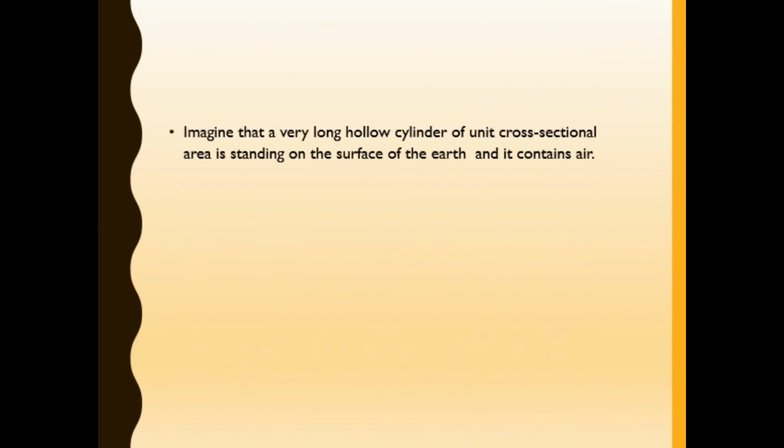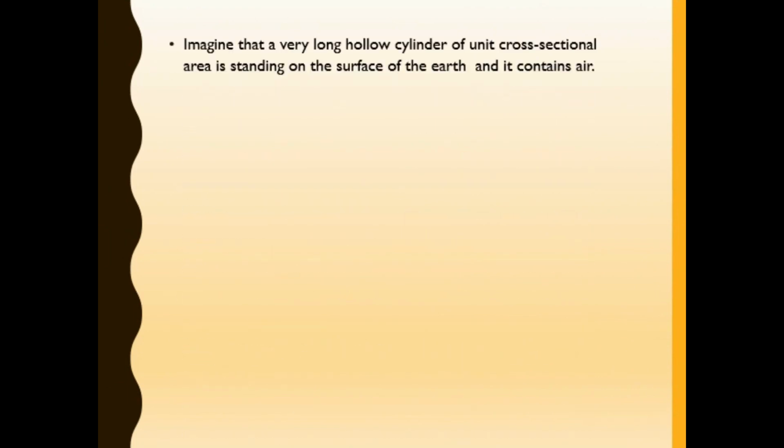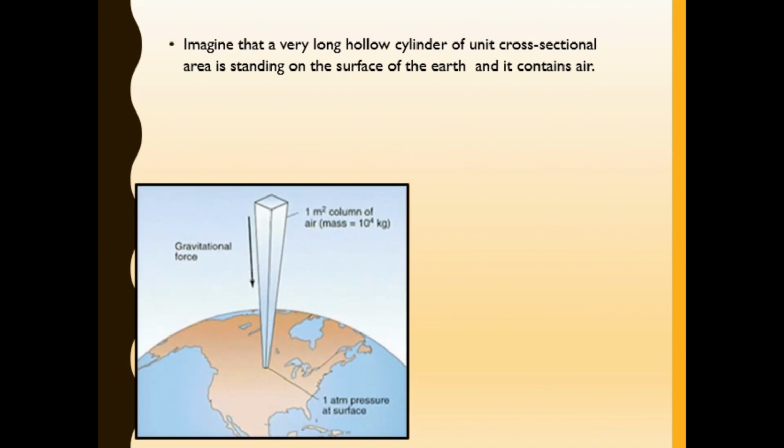What is so important about this atmospheric pressure? Imagine that a very long hollow cylinder of unit cross-sectional area is standing on the surface of the earth and it contains air. See, this is the cross-sectional area, unit area, and imagine it is a cylinder standing tall above the earth up to where the atmosphere extends. It may go till the last layer of the atmosphere. And we know that this cylinder is full of air.